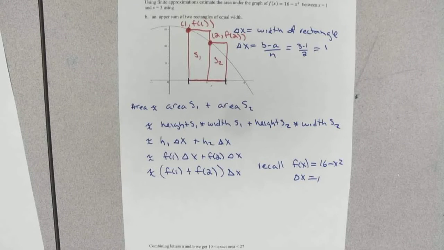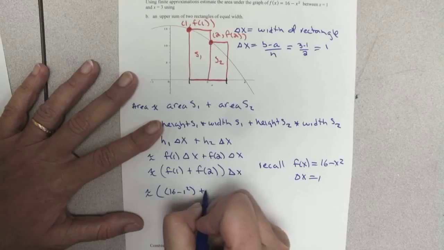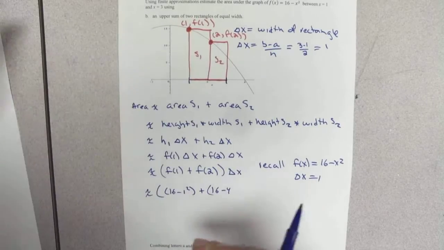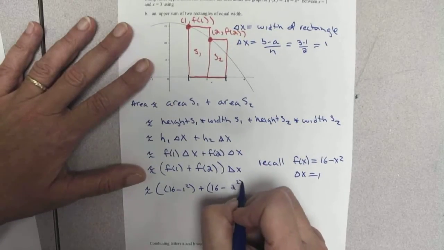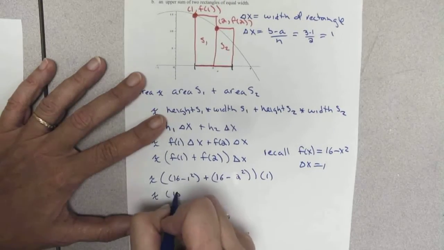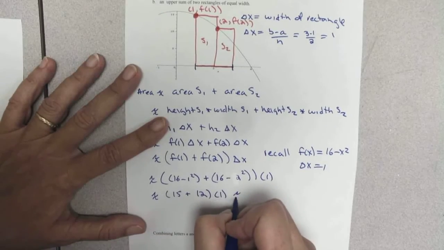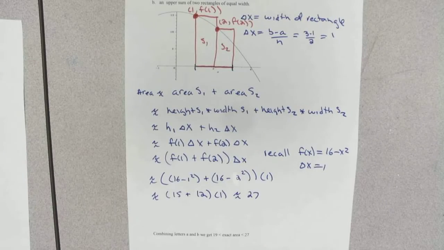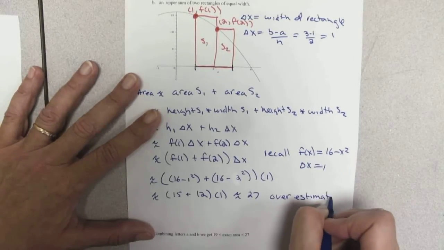Okay, so just picking up where we left off in the last video, applying my function. So that's going to be 16 minus 1 squared plus 16 minus 2 squared times 1. And that's 15 plus 12 times 1, which is approximately 27. And now these rectangles were too tall, so here's an overestimate.